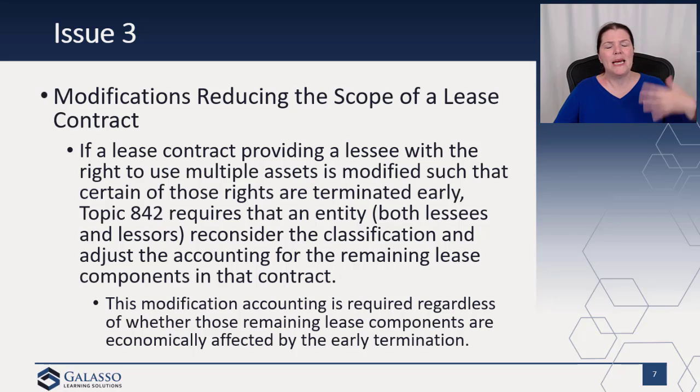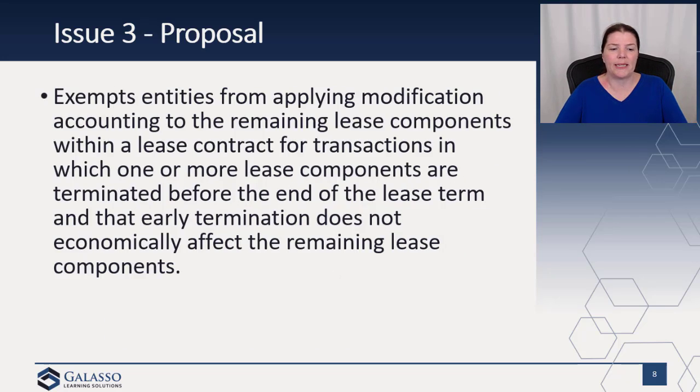And people again said, triggering remeasurement, if there's nothing actually being impacted, right, is unnecessarily costly and complex. And so the proposal would exempt entities from applying modification accounting when, again, there's no economic effect to the remaining leases. So hopefully those 3 things will help entities out, again, reducing cost and complexity, not materially changing the underlying standard, but addressing implementation issues.